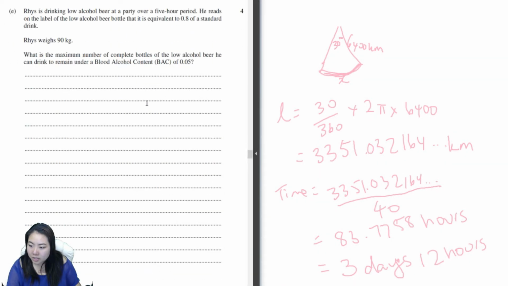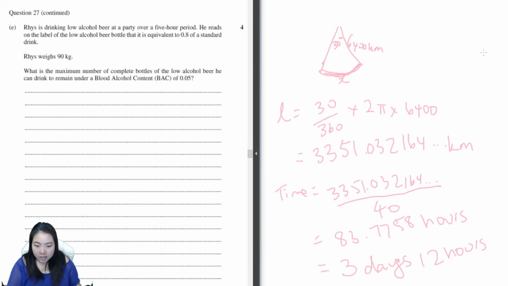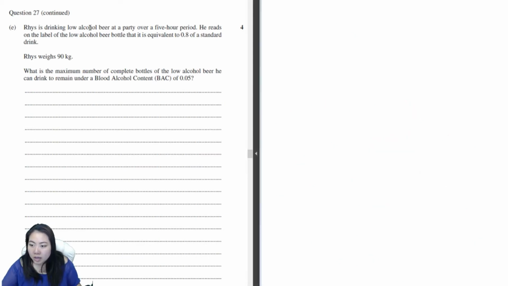And the last question for 27. Question E. Rhys is drinking low alcohol beer at a party over a 5-hour period. He reads on the label of the low alcohol beer bottle that it is equivalent to 0.8 of a standard drink. Rhys weighs 90 kilograms. What is the maximum number of complete bottles of low alcohol beer he can drink to remain under a BAC of 0.05 with 4 marks?